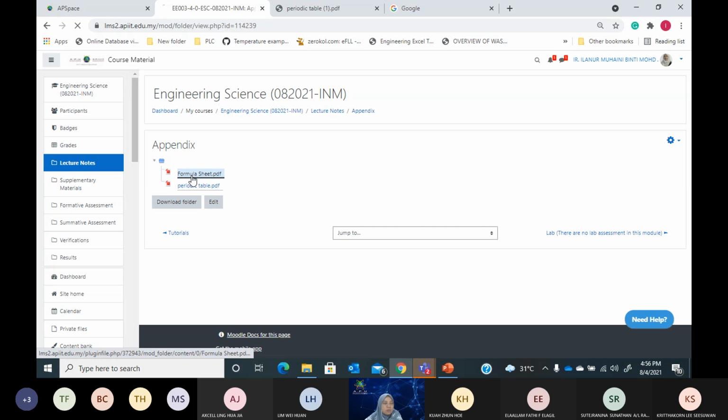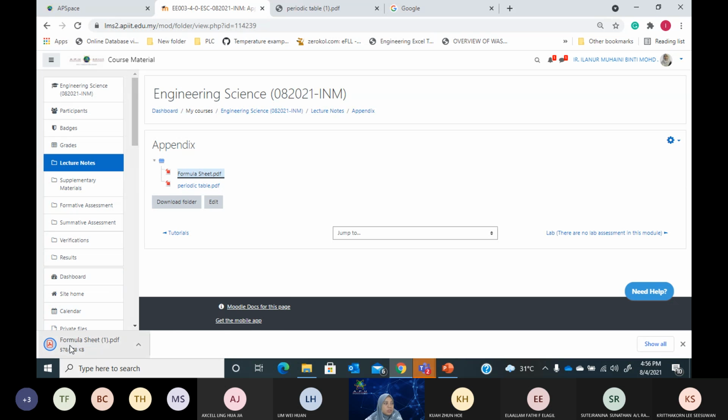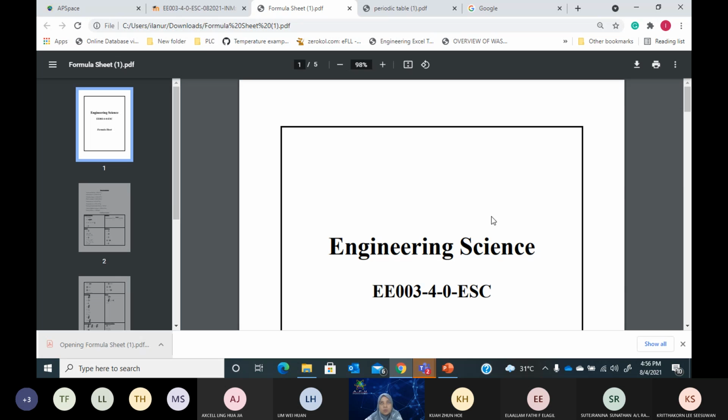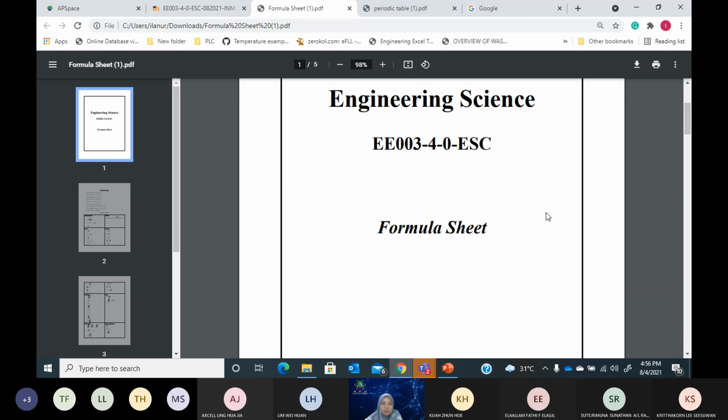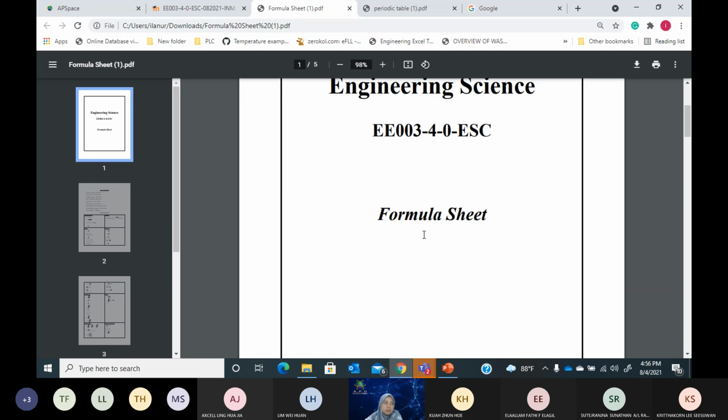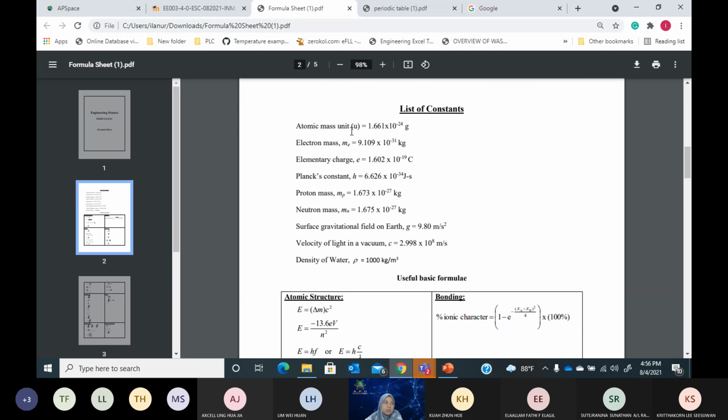Okay, the next appendix is the formula sheet. Formula sheet mostly you use when you are doing your tutorial, chapter 3. This is the same formula sheet which will be given to you during the final exam. See, got code, and then list of constant. So no need for you to memorize how much is the atomic mass unit. All is in this data sheet or in this appendix or formula sheet.